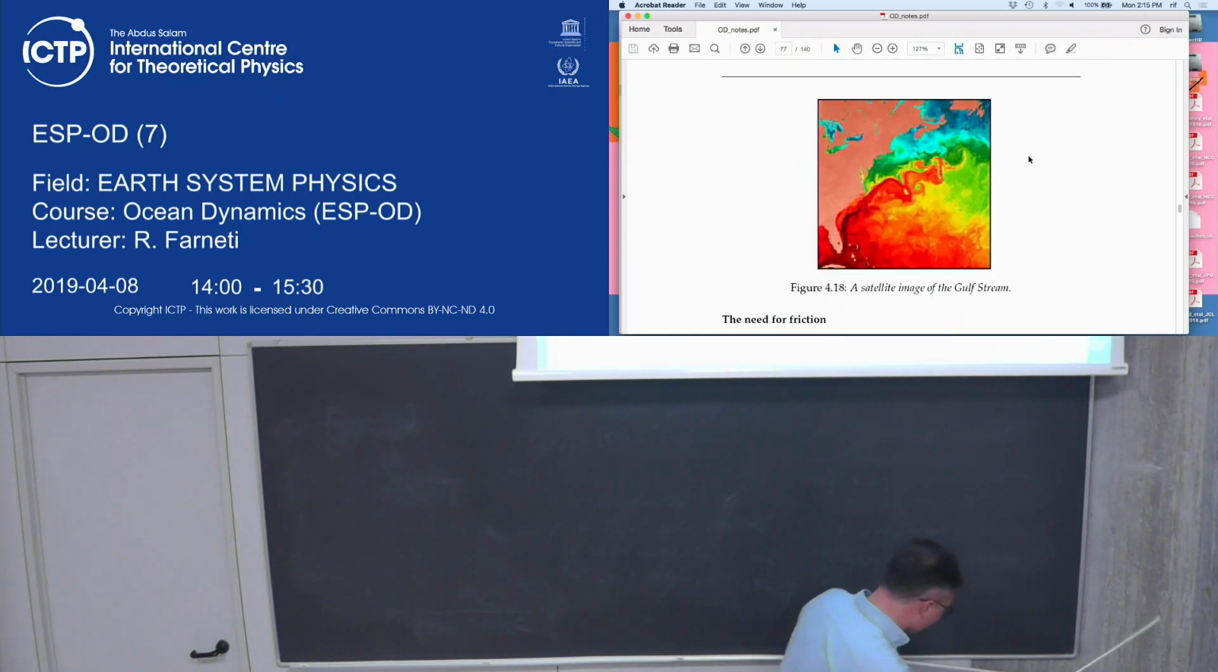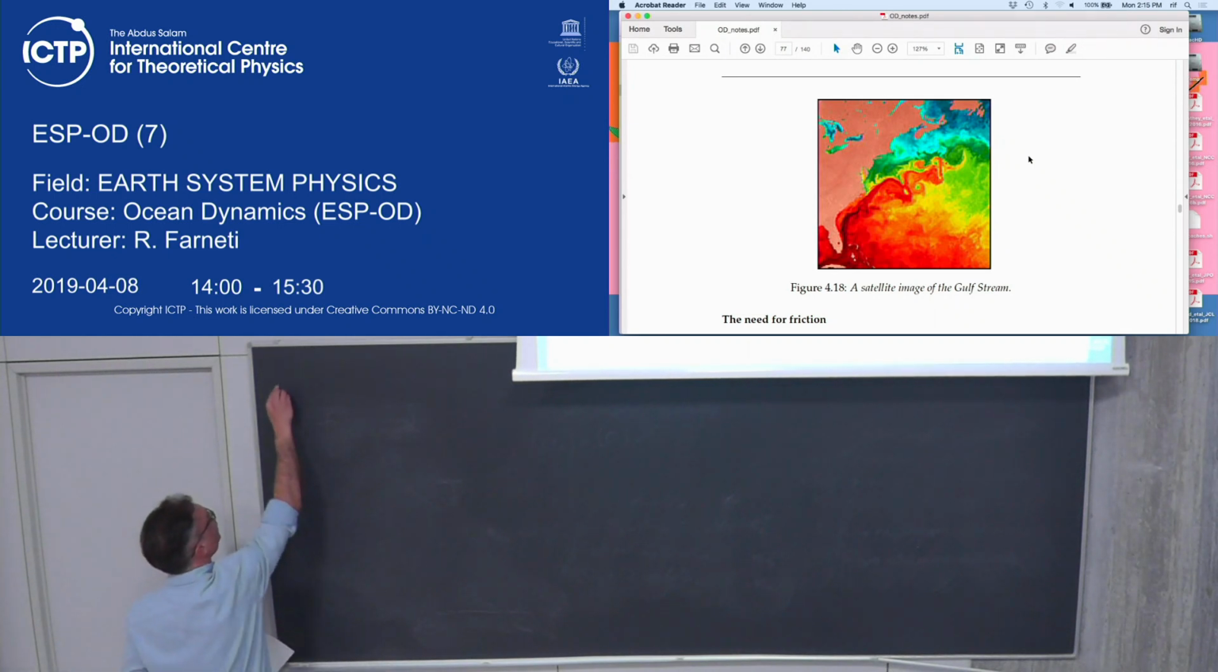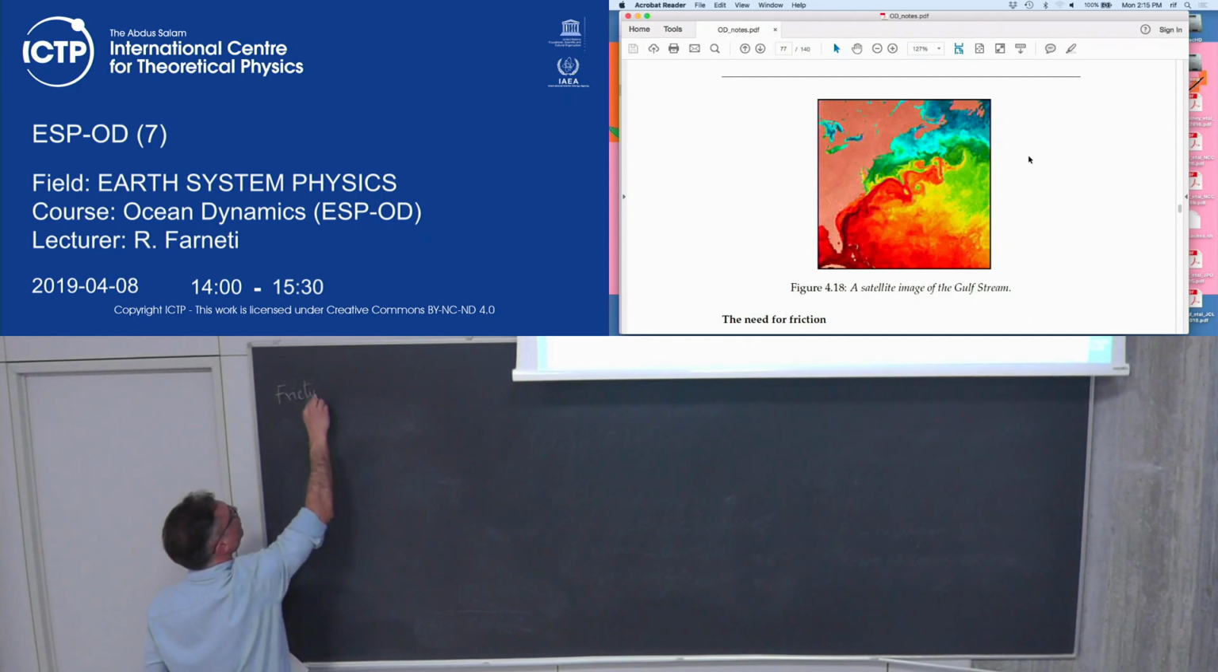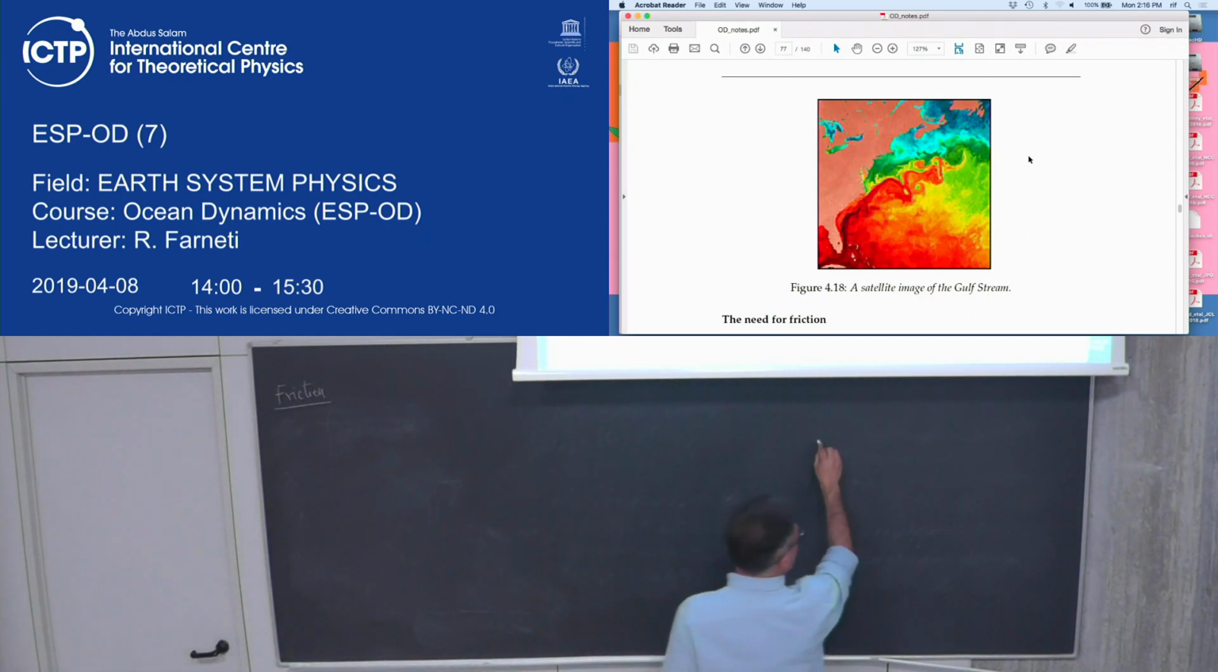Okay, so now we'll do a simple demonstration of why friction is important in these models. These are models that assume the need for friction, but actually if you look at more advanced, more realistic models, you will see that friction is actually not needed. But in the Stommel and Munk problem, friction is needed because of the assumptions that were made. So a simple way of seeing this, and you will see what the solution is.